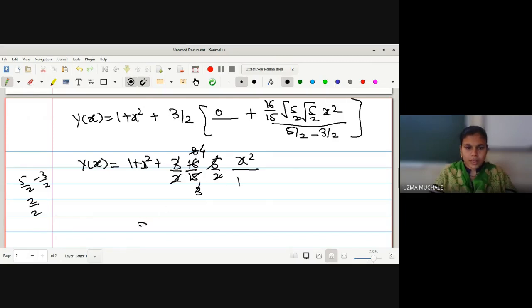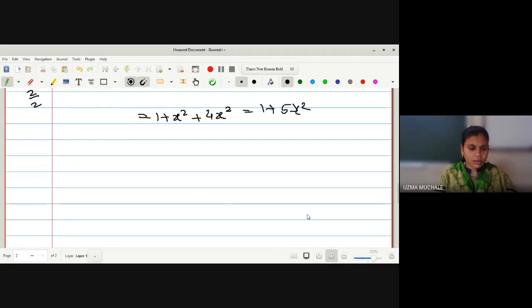Finally we get 1 plus 3 x square, 1 plus x square plus 4x square, no? Correct? Yes, so we have 1 plus 5x square. So in this way we get the solution.